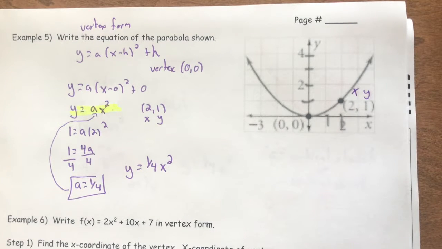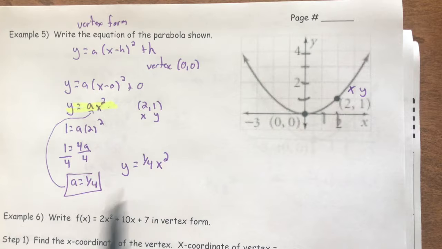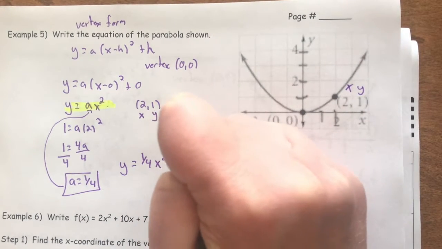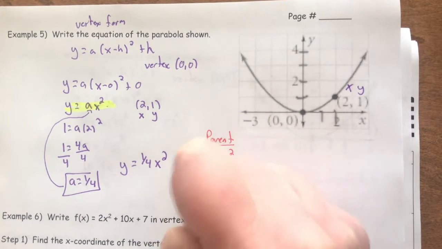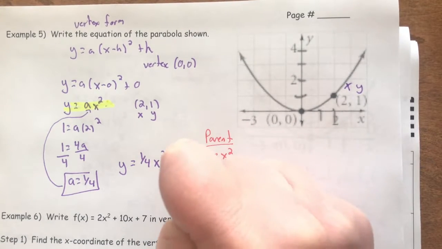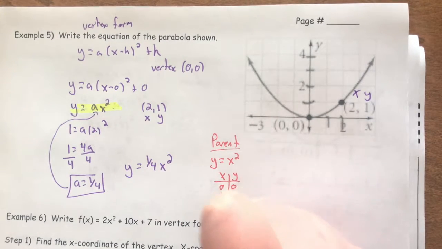Now I want to talk a little bit about that a value. So our parent function is y equals 1/4 x squared, but we can even take that back to the most basic parent function, which is where our a value is equal to 1. So I'm going to write my parent function, when my a value is 1, will just be y equals x squared. And if we make a table for that, we know that our vertex is going to be at 0, 0. And if I plug in a 1, 1 squared will give me 1. And then we're going to have 2, which would, when I square that, will give me 4.